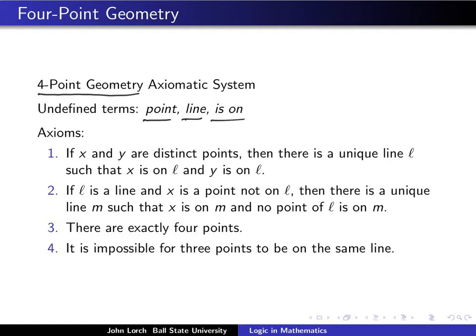Now, what do our axioms say? First, if we have 2 distinct points, then there's a unique line such that both points are on that line. Second, if L is a line and X is a point not on L, then there's a unique line M such that X is on M and no point of L is on M. Third, there are exactly 4 points, hence the name 4-point geometry. And finally, it's impossible for 3 points to be on the same line. At this point, you might be tempted to draw a picture, and I encourage you to do that. Maybe you'll want to go away now and draw a picture.